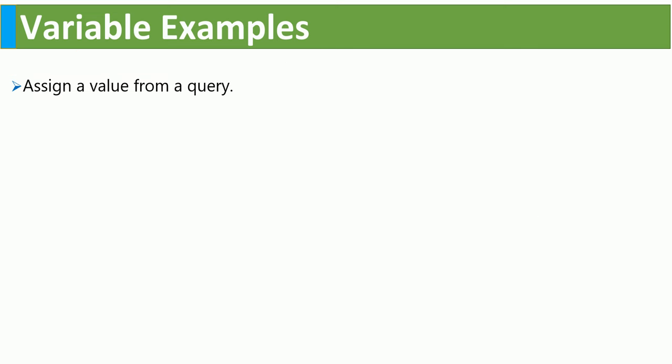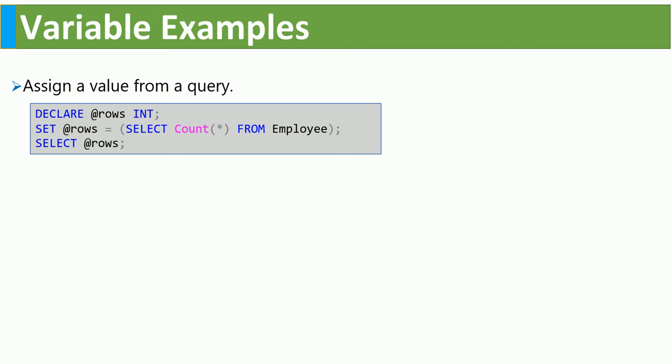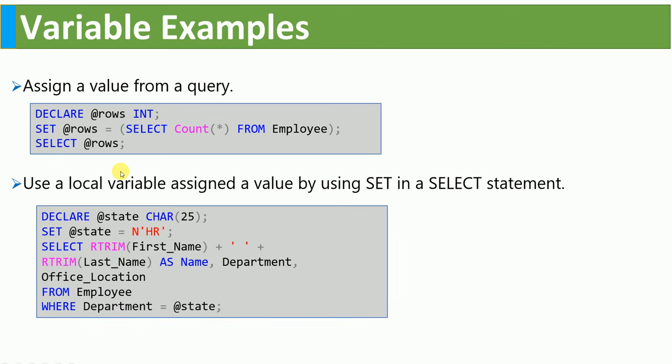Now let's take another example. What if we are pulling the data from a query and setting it inside the variable? So this is the example of how you can take the data from a query and set it into the variable. Declare @rows as an int, which will be a count, some number like 1, 2, 3, 4, 5, and I write a query: select count from the employee, into rows. And here is one more example of how you can use your set variable inside a filter. So this is the query that I wrote.